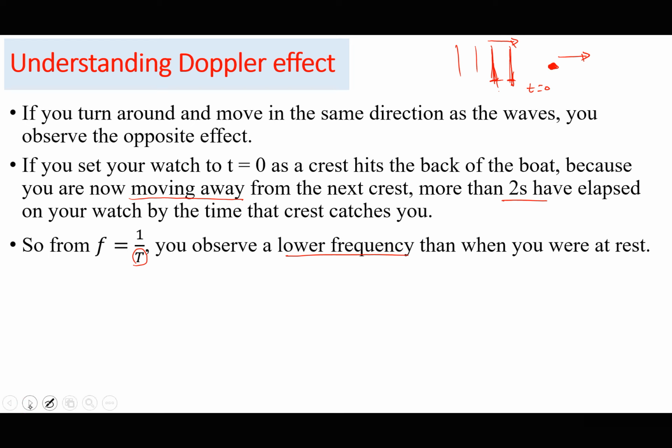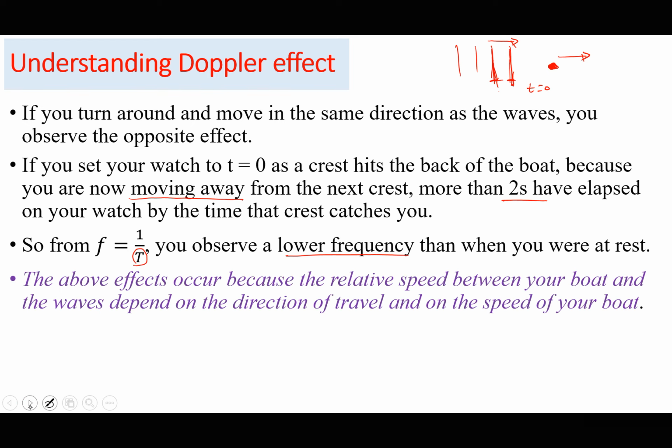These effects, which I have just described in this analogy, occur because there is a relative speed. The relative speed between your boat and the waves depends on the direction of travel and on the speed of your boat. So there are two factors here: one is direction and two is the speed. Relative speed, of course, means this must be involving a motion.